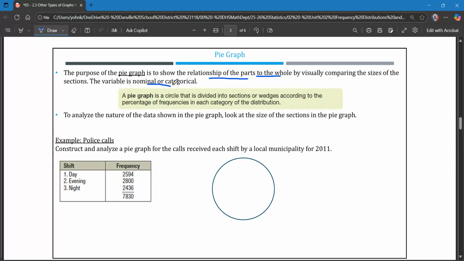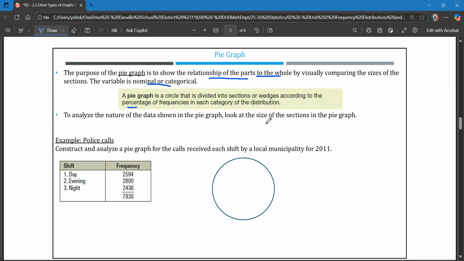So the pie graph is a circle that is divided into sections or wedges according to the percentage of frequencies in each category of the distribution. And to analyze the nature of the data shown in a pie graph, you're going to look at the size of the sections in the pie graph and draw your comparisons from there.